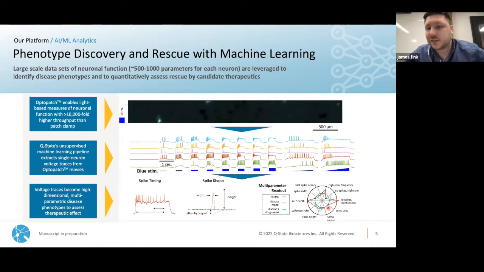There may also be interesting things to learn here about a drug if it rescues one phenotype versus the other, and that allows you maybe to do some target deconvolution.